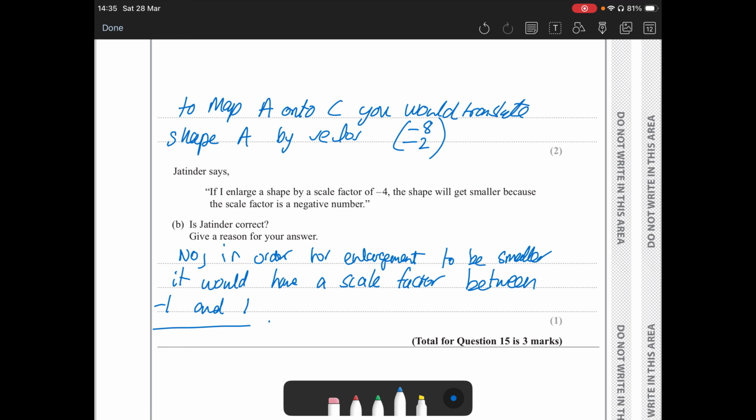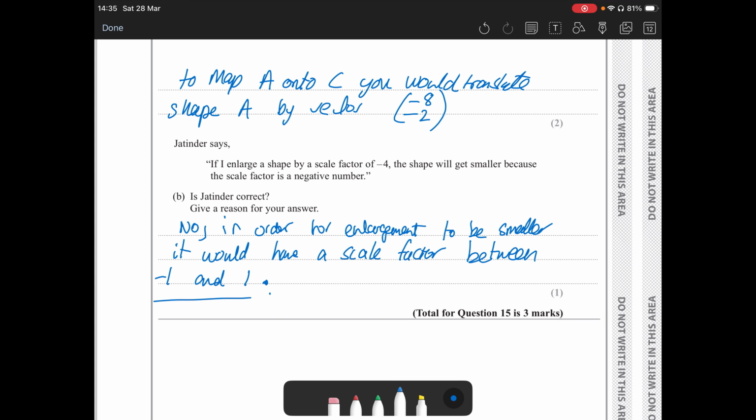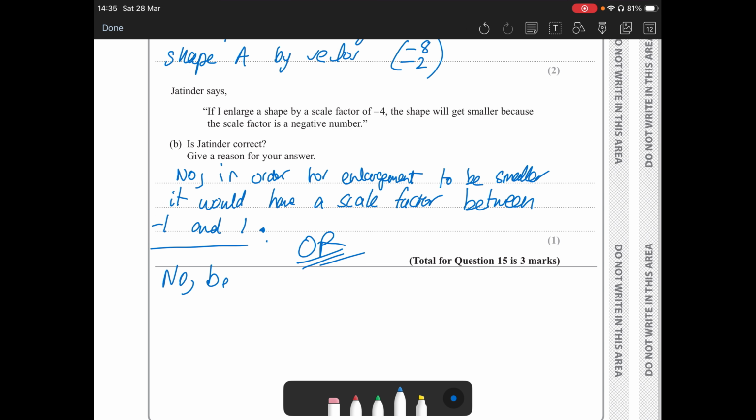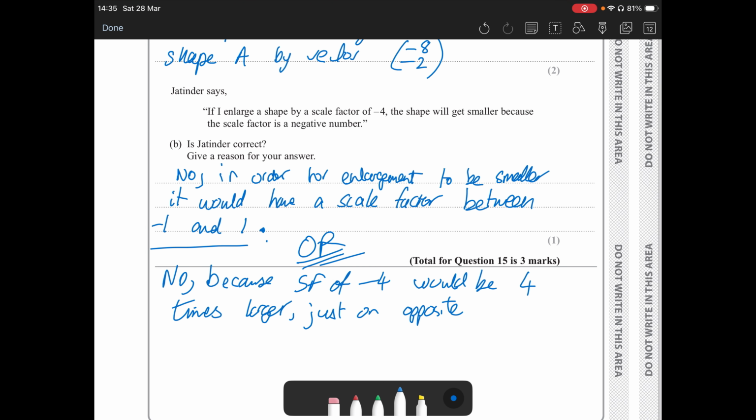So that would be a suitable reason. You could have also said no, or you could say what the right conditions would have to be for it to be a smaller shape, or you could also say no, because a scale factor of -4 would actually be 4 times larger, just on the opposite side of the center.